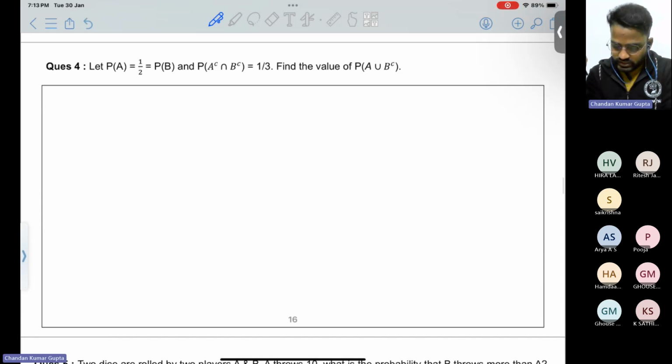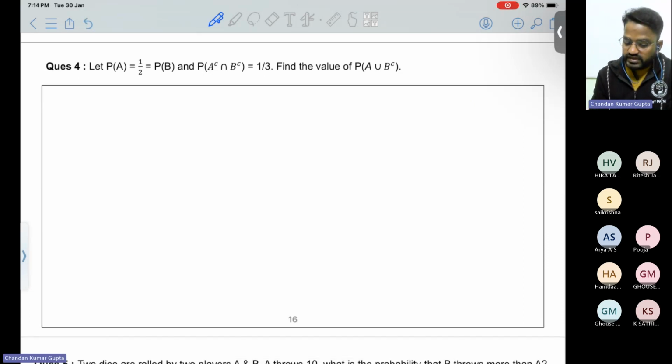Okay, next question. Let the probability of A be this, and the probability of B, and the probability of A complement intersection B complement be this, and we need to evaluate the probability of A union B complement. So can anyone tell me how to proceed?